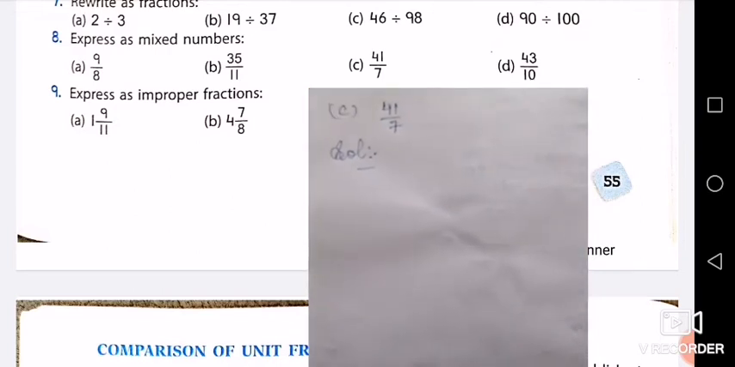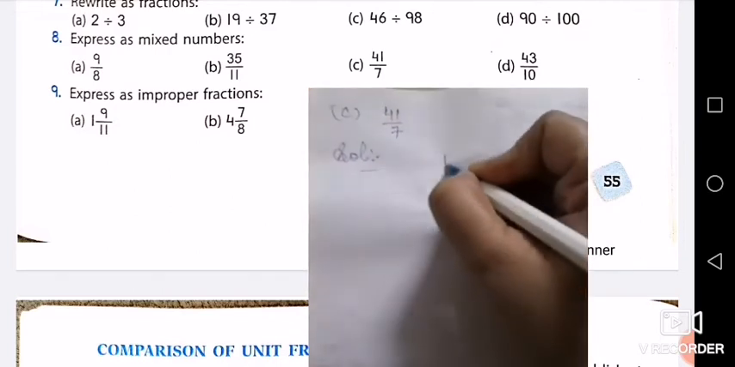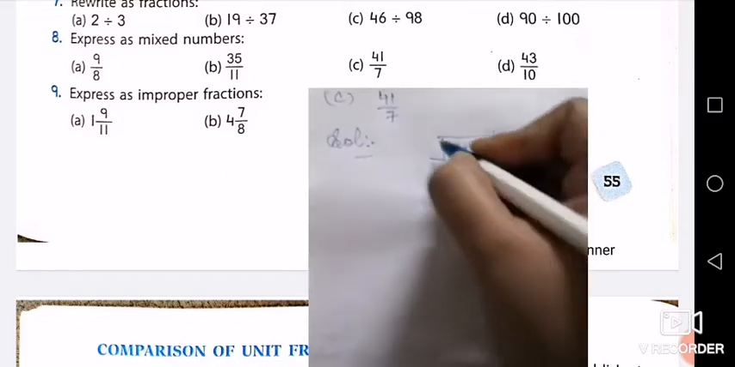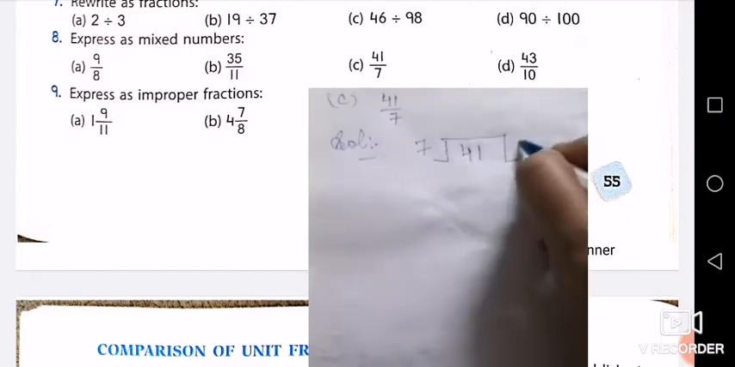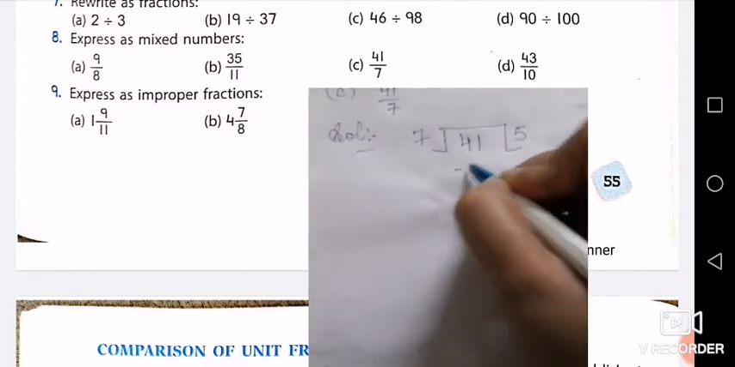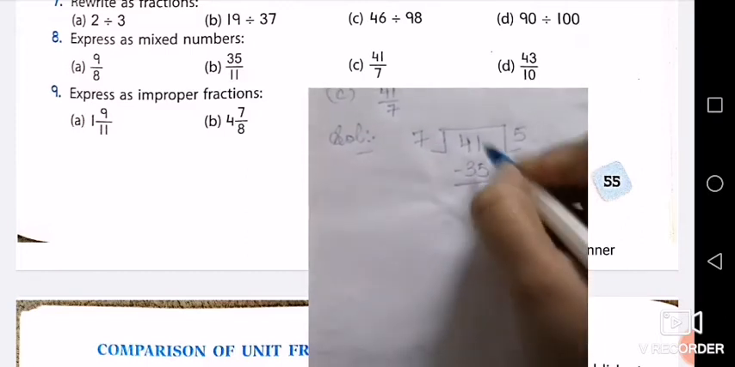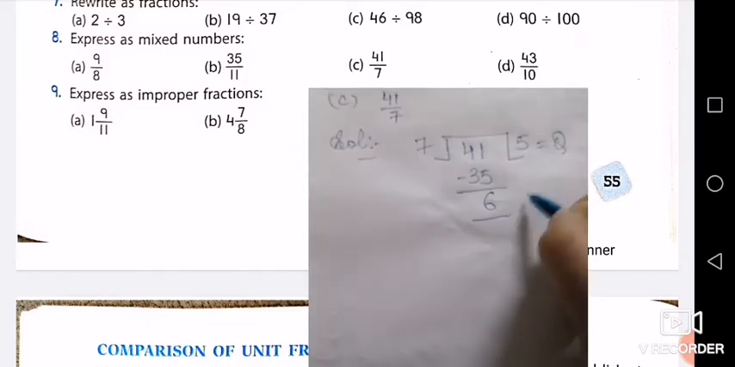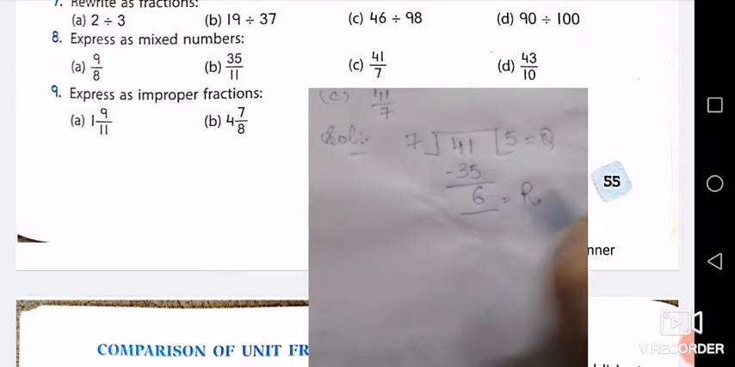So now what we have to do first? Yes, correct. We have to do division first. This division you are going to show in every question. Now 7 5s are 35. What will be remaining here? 6 will be remaining here. Now this will become your quotient and this will become your remainder.